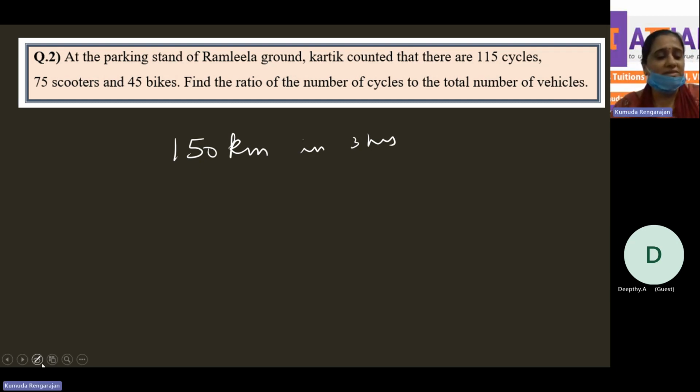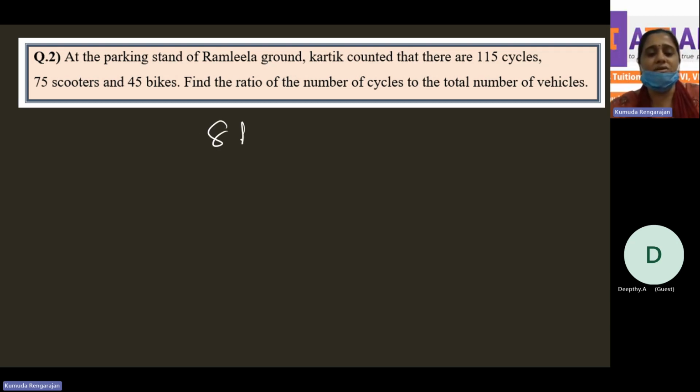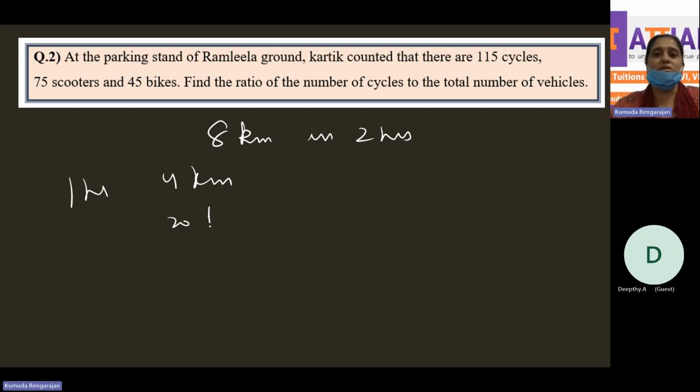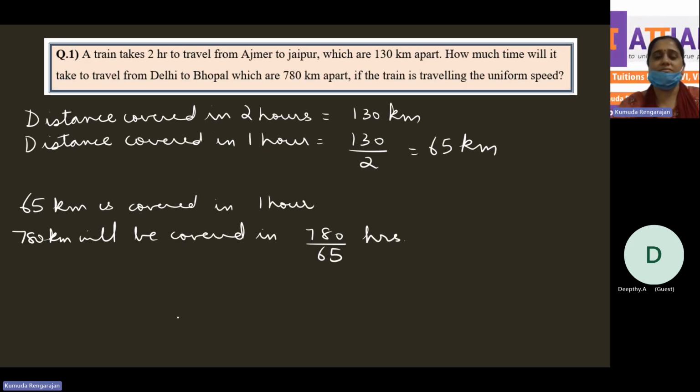Okay, let's take a simpler example. You cover, say, 8 kilometers in 2 hours. So in 1 hour, 4 kilometers. Then how long will you take to cover 20 kilometers? 20 by 4, 5 hours. That's what is here.